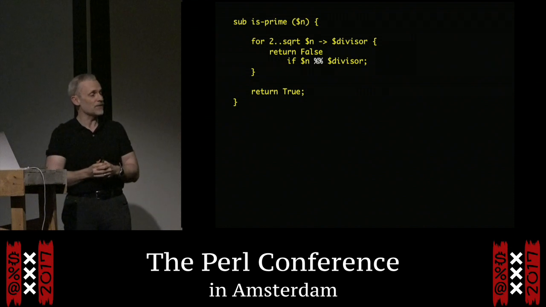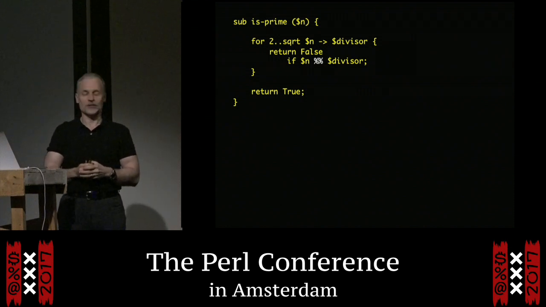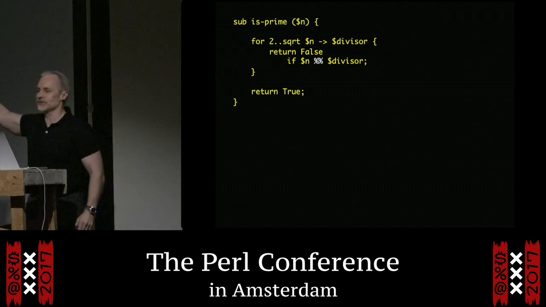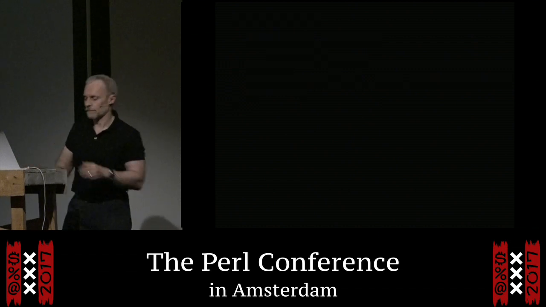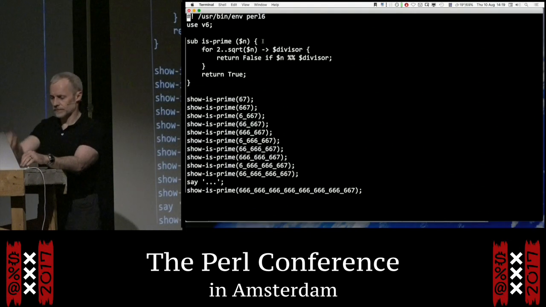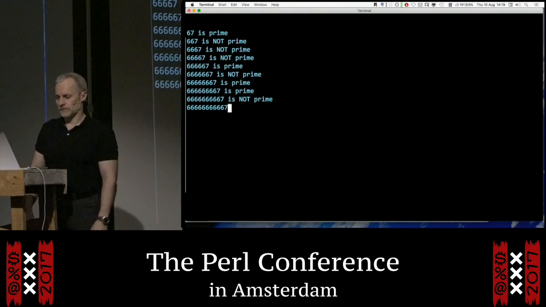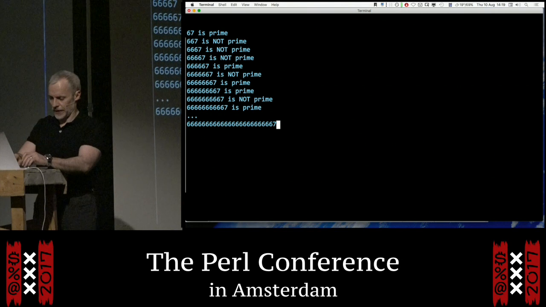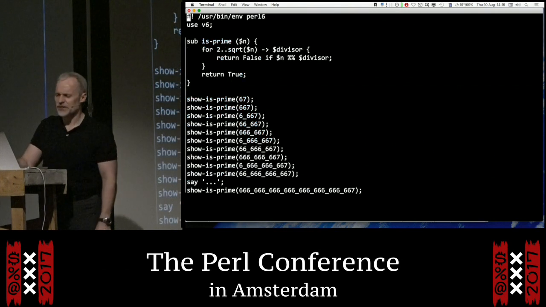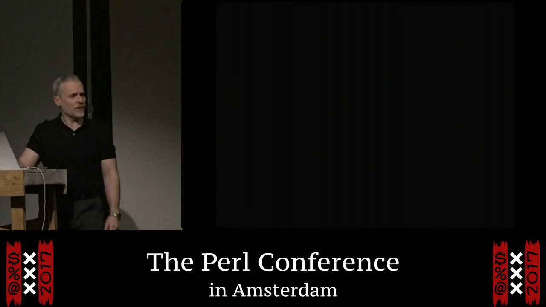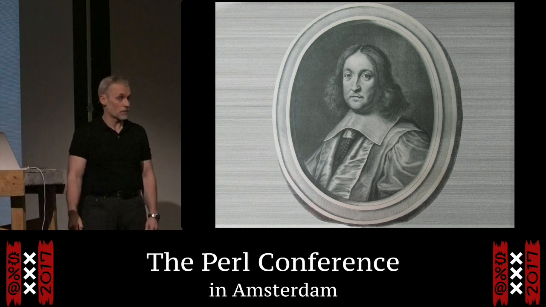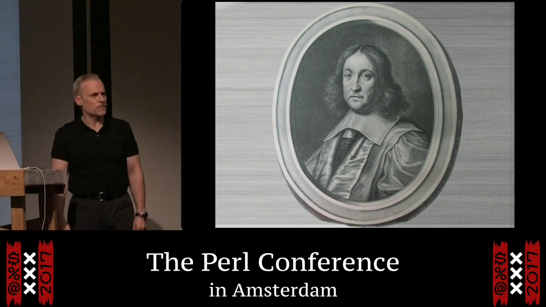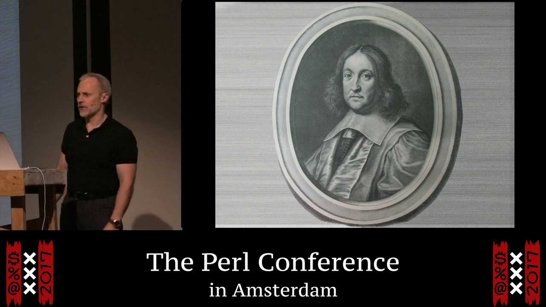Yes, Perl 6 has an is evenly divisible by operator, because we got sick of writing percentage denominator equals 0. So we just have it built into the language. And yeah, that actually works. Eventually. And we've only got an hour, so I'm not going to bother waiting till we see that one come out. So this is not a great algorithm. But conveniently, that brings us to this guy, who invented a great algorithm for primes. This is Pierre de Fermat, otherwise known as Fermat.